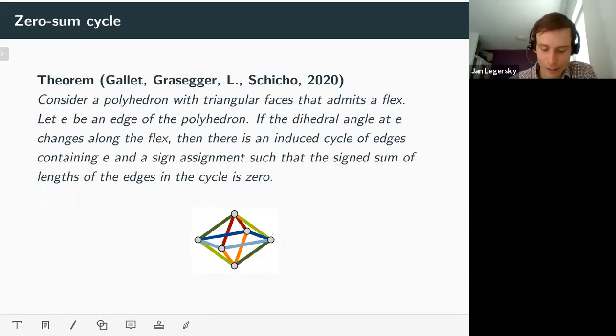like in Alexandrov's case, but we know which edges, and we know that it's actually not a combination with coefficients from the rational numbers, but just plus and minus 1.